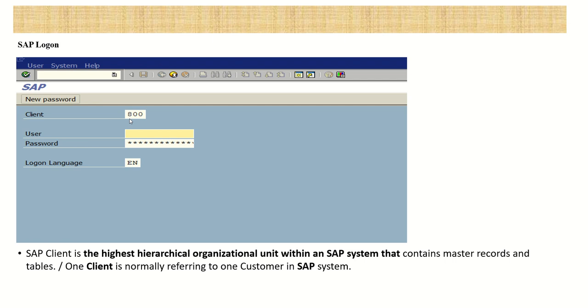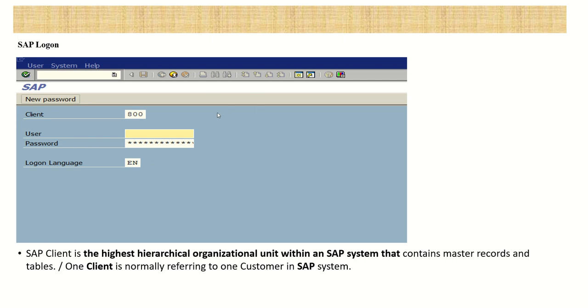Sometimes this is used to identify the system, like 800 for the development, some other 700 for the quality, 500 for the production. So in different servers, we can have a different client ID. And the master data, most of the time, is created at the client level.